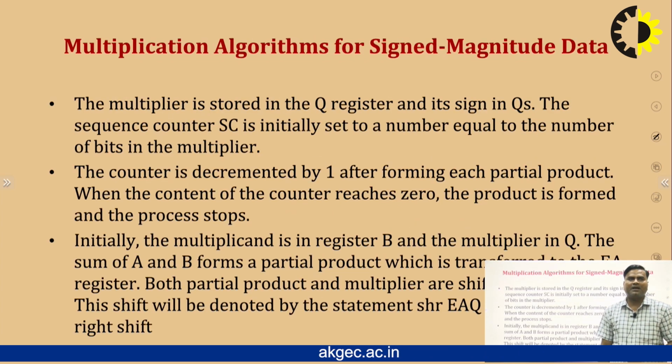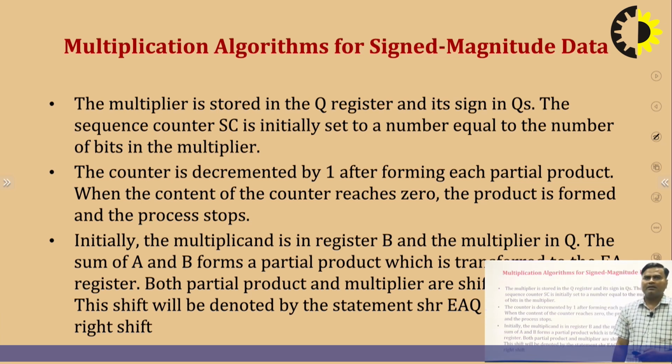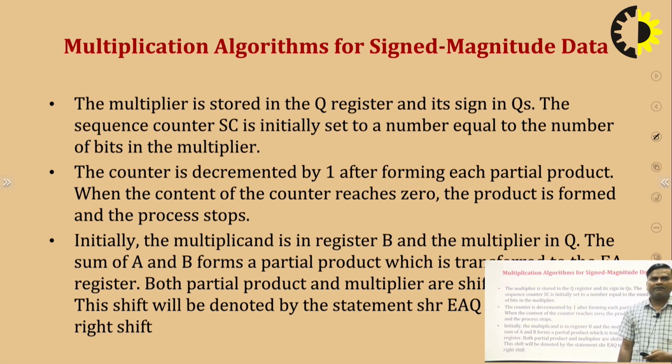First, we talk about the multiplication algorithm for sign magnitude data. The multiplier is stored in the Q register and its sign in QS. The sequence counter, that is SC, is initially set to a number equal to the number of bits in the multiplier. The counter is decremented by 1 after forming each partial product. When the content of the counter reaches 0, the product is formed and the process stops.